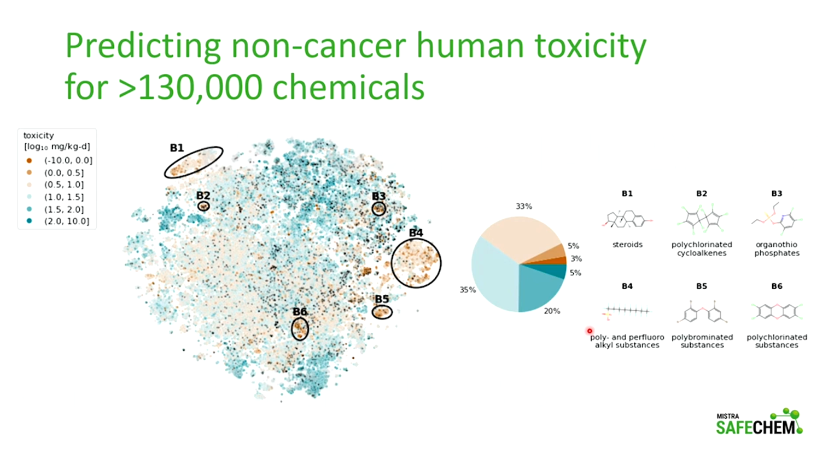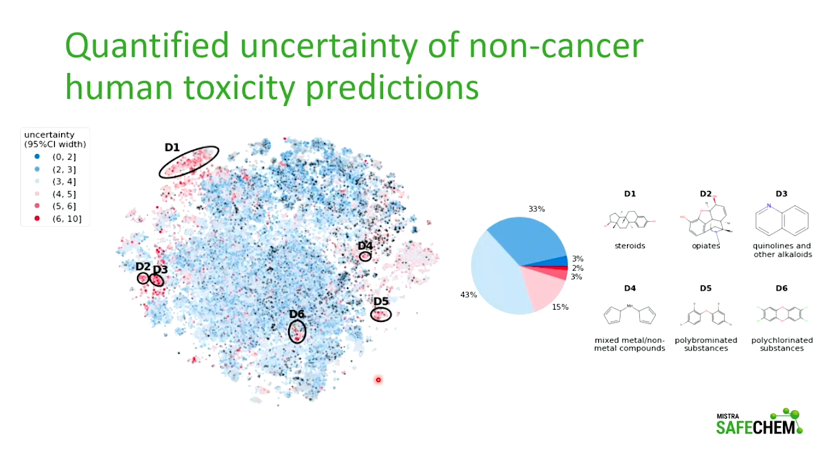And we can look again also at the uncertainty of the underlying prediction. So again, you see this cloud with the color indicating how uncertain the prediction was. And we can see that some of these chemical classes of concern are also predicted with quite high uncertainty, in particular the steroids up here, and also the polybrominated and polychlorinated substances. And we can also see that the model is particularly uncertain for the mixed metal non-metal compounds and different types of alkaloids, which is interesting because this is what we also saw in our previous work: these are the ones that were least well represented by the available data.